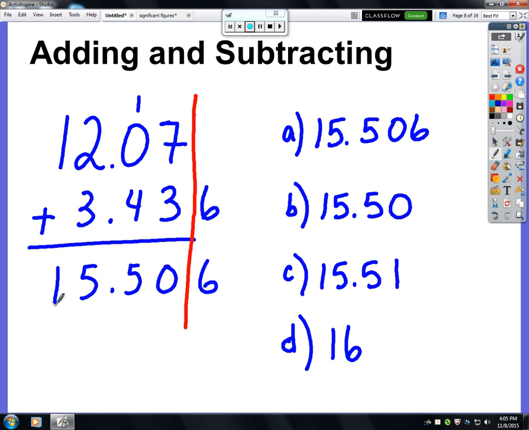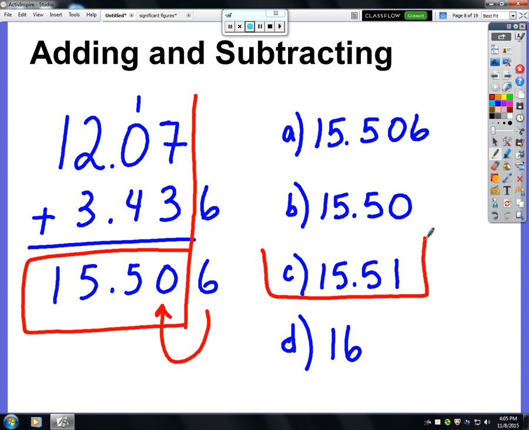So, what's the right answer? Well, you are limited by the least amount of places, and the least amount of places is this place right here. So this is your answer. However, you have to ask yourself, what does the 6 do to the 0? If you said it rounds up, you are correct. And so my correct answer choice would be C, because it's 15.50, but the 6 rounds that 0 up to 1. And therefore, that's my correct answer.